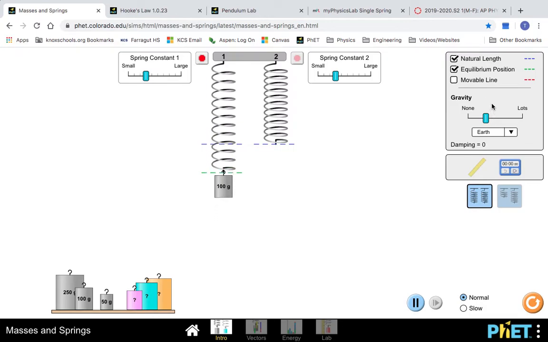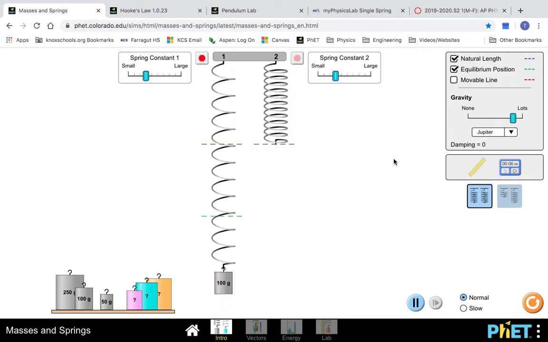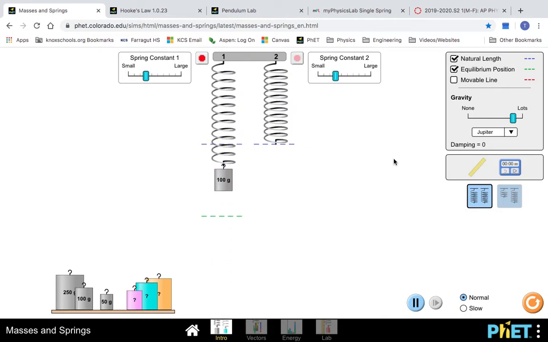Now notice I can toggle gravity. Right now we're at Earth's gravity. But what would happen on the moon? I think more or less. A little bit less, because we have less acceleration due to gravity pulling this object down, so it's going to oscillate a little bit closer to its natural length. What about Jupiter? Well, we already saw that Jupiter has more gravity, so yeah. Okay, that's a lot. Now this does carry over too, so if I took this back down to Earth, it's still going to oscillate a little bit wildly, but you can see the effects there.